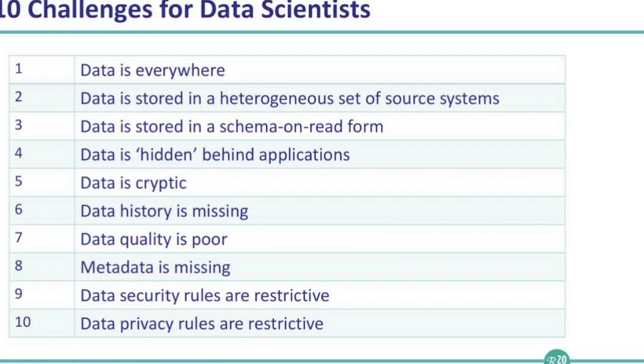Challenge number eight, metadata is missing. In the Data Virtuality Logical Data Warehouse product, the views and the columns can be documented, described and defined. And this metadata, although it may be missing in the source systems, can be added to the views. A data scientist can then access all that metadata. Data virtualization also supports lineage features, allowing data scientists to see how the views are stacked on top of each other, so which one is dependent on the other one.